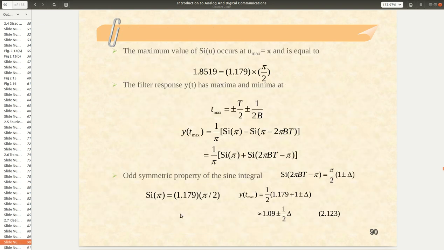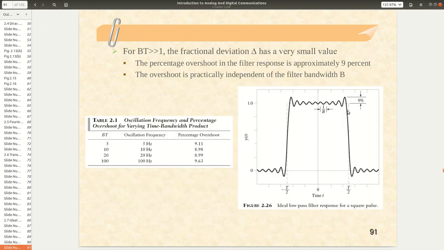In reality we have something like this, some ripples here, some ripples here, and this is the oscillation frequency, but they should make this fraction as small as possible. So they have the percentage here: overshoot in the filter is approximately 9%. The overshoot is practically independent of the filter bandwidth frequency, okay?